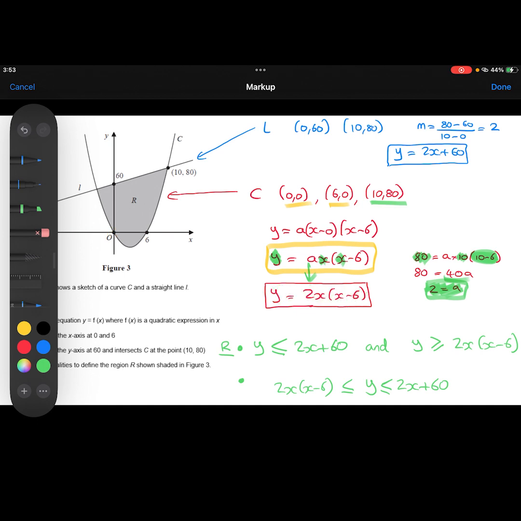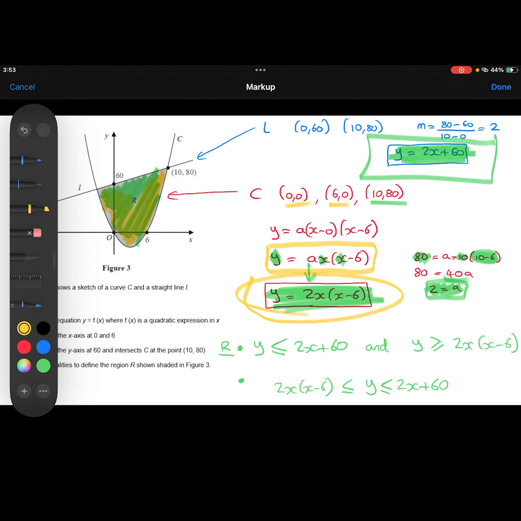Right, now I've got my quadratic and I've got my straight line. I can use those to define the region R. The region R is underneath the straight line, so all of the y values will be less than the straight line. There will also be all the y values that are above the quadratic curve. So the y values will need to be above this.